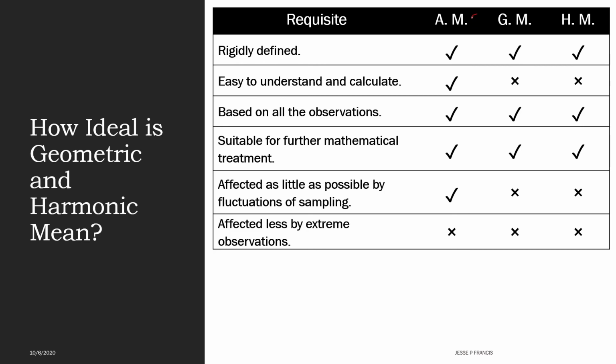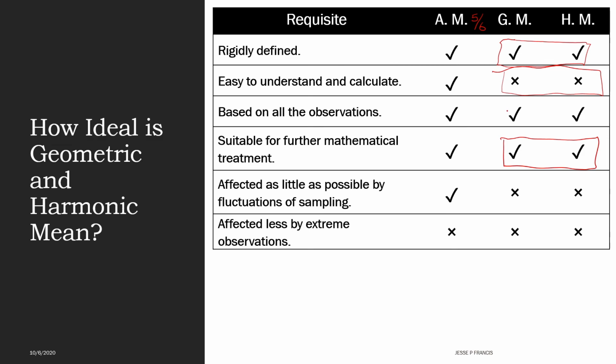Arithmetic mean had 5 out of 6 points. What about geometric mean? Rigidly defined? Of course, we have a mathematical formula for it. Anything with a mathematical formula is rigidly defined as well as useful for further mathematical treatment. Easy to understand and calculate? You be the judge.